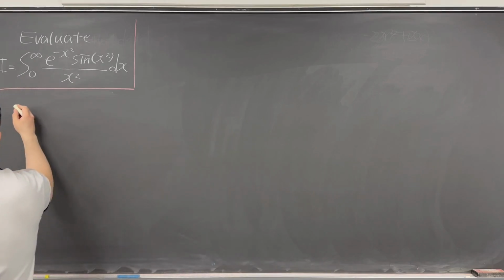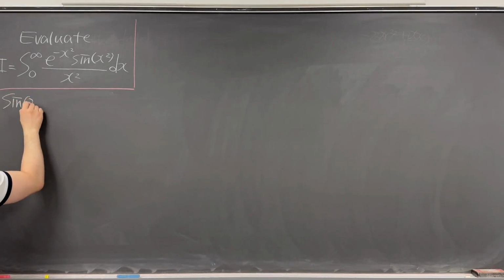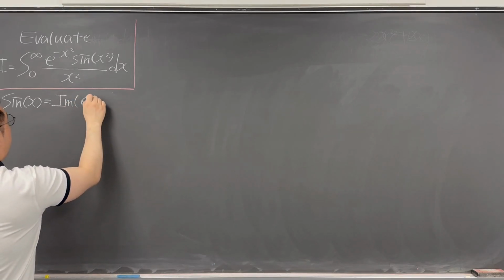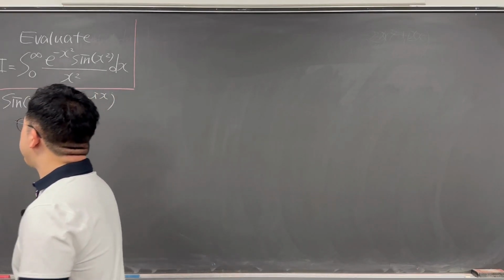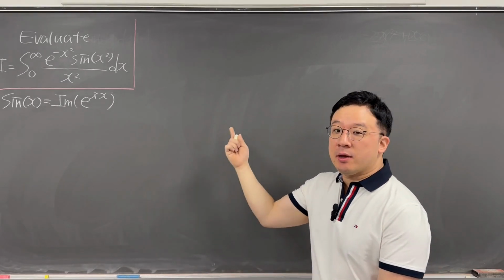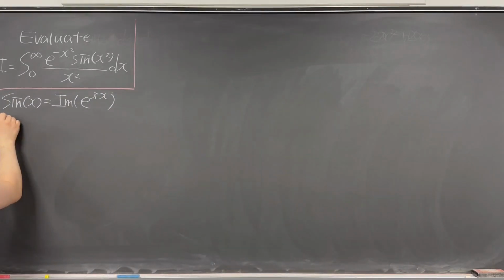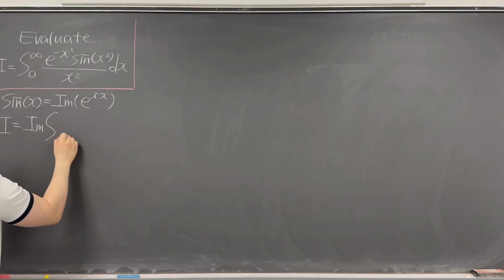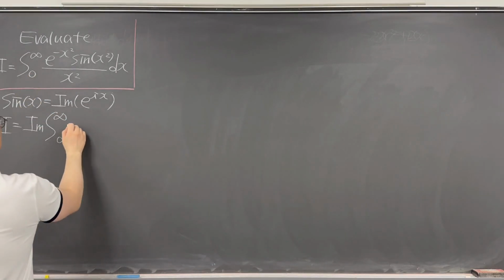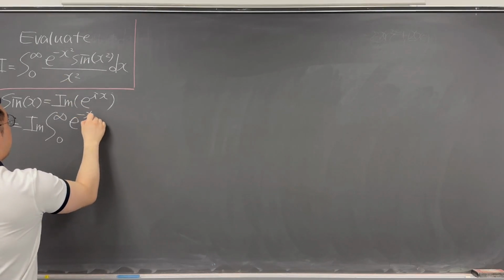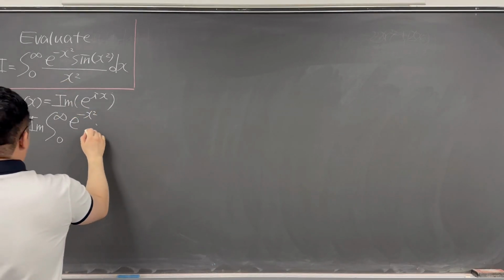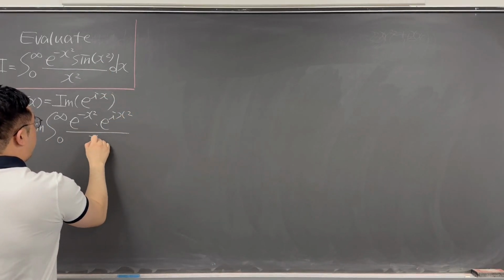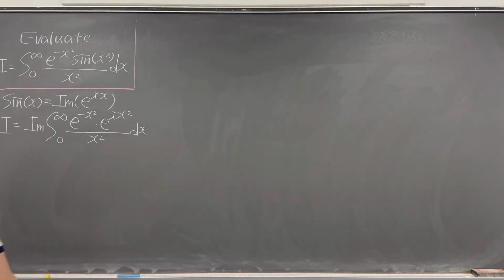So knowing that sine of x is the same thing as the imaginary part of e to the power of ix, using this, we can rewrite this integral I. I is the same thing as the imaginary part of the integral from 0 to infinity of e to the power of negative x squared, times e to the power of ix squared, of course, over x squared in the denominator.